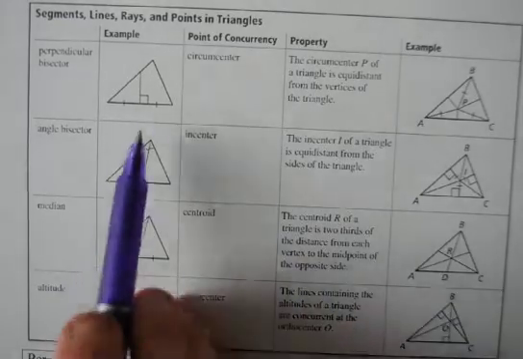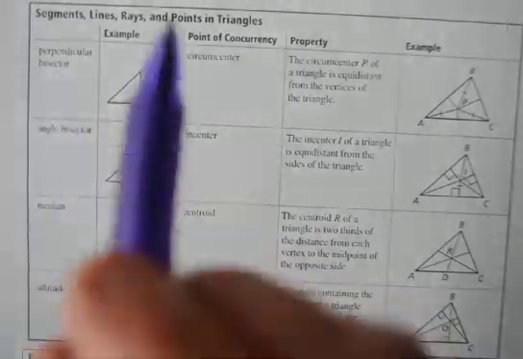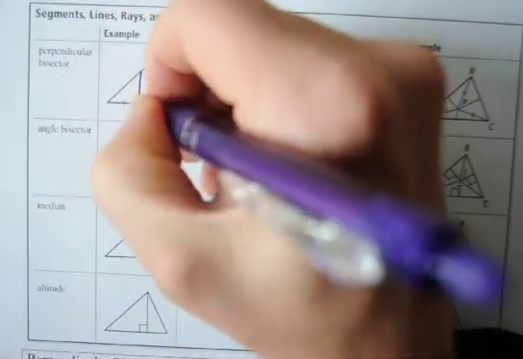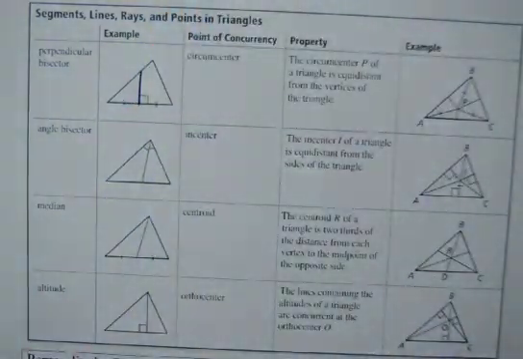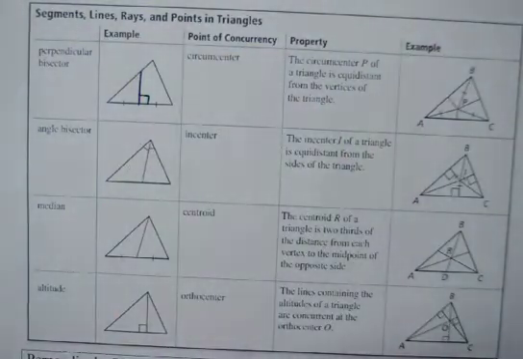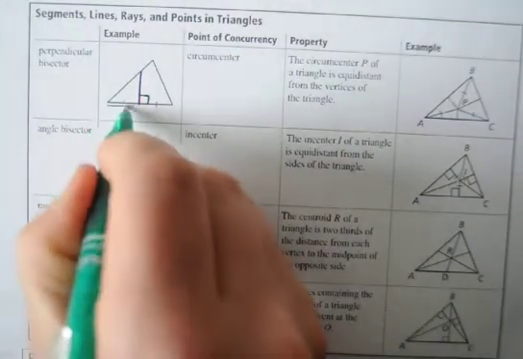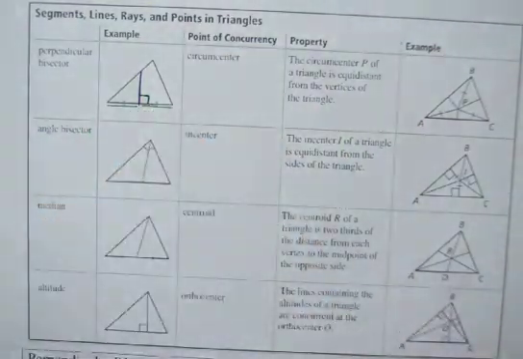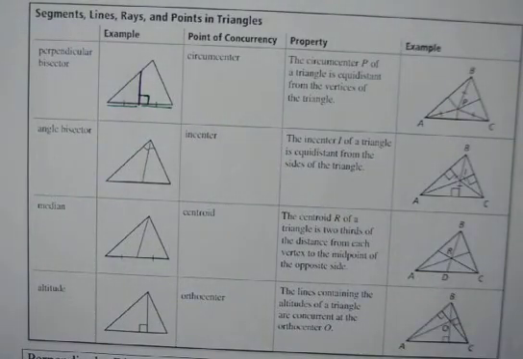The first one is the perpendicular bisector. You notice that this line right here inside this triangle is perpendicular to a side, meaning it makes a right angle and it bisects one of these sides. So therefore it is a perpendicular bisector.